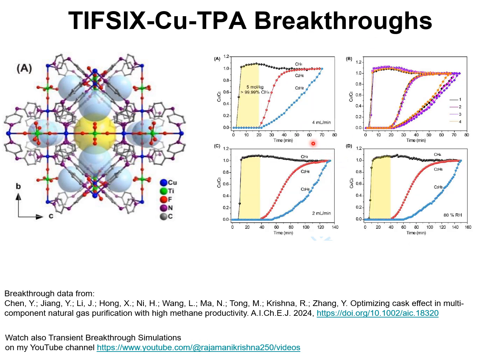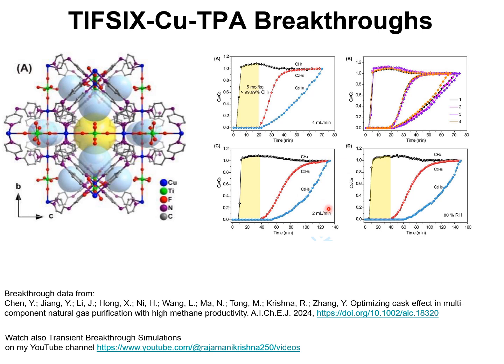The breakthrough data for a mixture of methane, ethane, and propane confirms that a record productivity corresponding to 5 moles per kilogram of 99.99% methane can be recovered by use of TIFSIX-Cu-TPA. Here we show breakthroughs at 2 different flow rates.